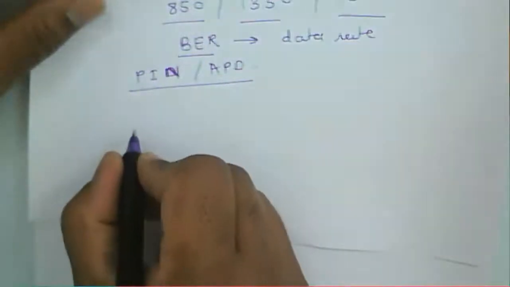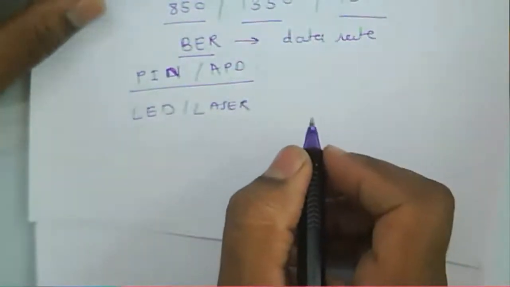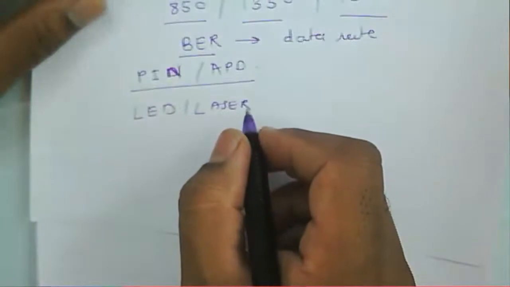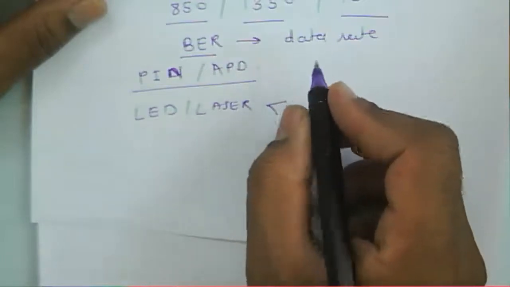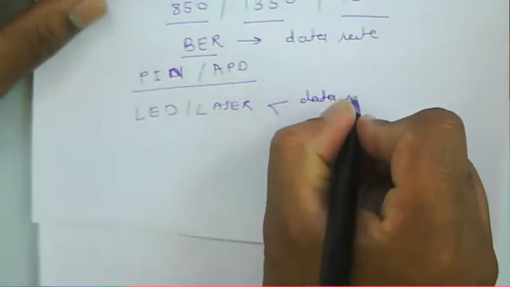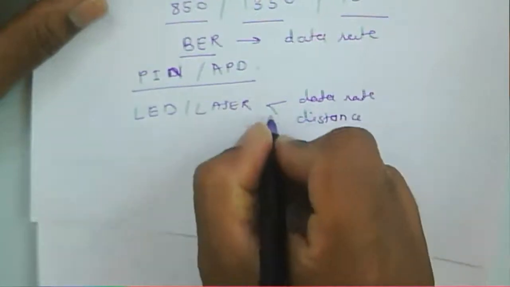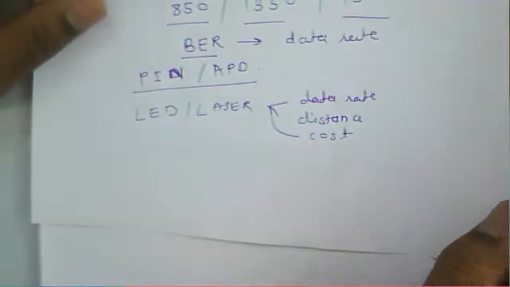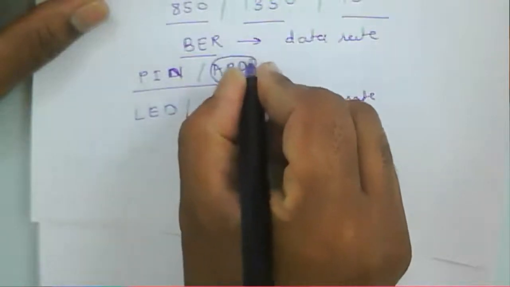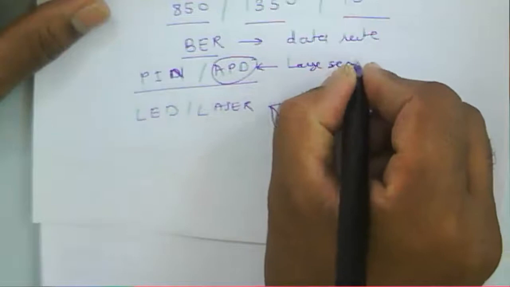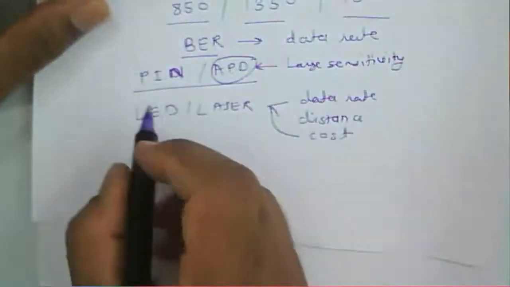And if we consider the source point of view, LED or laser, which source is to be used to support that data rate, so that it will support that transmission distance at a given cost. If you consider a PIN diode and APD, the sensitivity is larger for the APD. Large sensitivity means it will detect a lower minimum optical power as compared to the PIN.